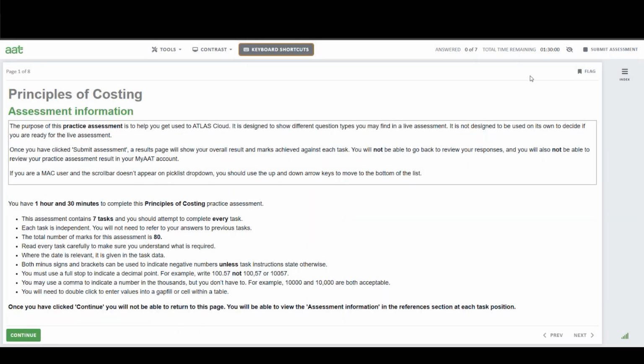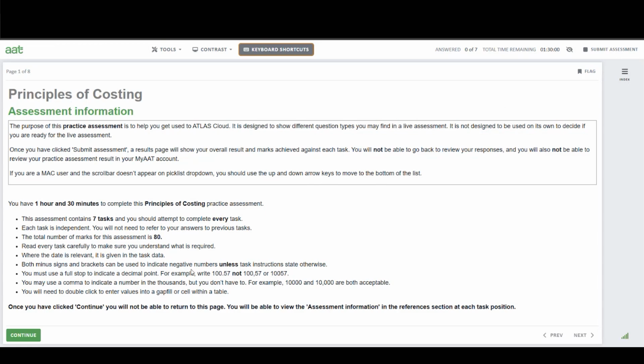Once we click continue, the timer will start to count down. Okay, so it is worth keeping an eye on that timing. You've got 7 tasks and you've got an hour and a half. So it's worth having a rough idea of how long you will be spending on each task. So let's just do that. So we've got 90 minutes divided by 7 tasks. So that's roughly 12 minutes per task. Okay, some tasks you will complete much more quickly. Some tasks will probably take you longer than that. So it is really just a rough guide.